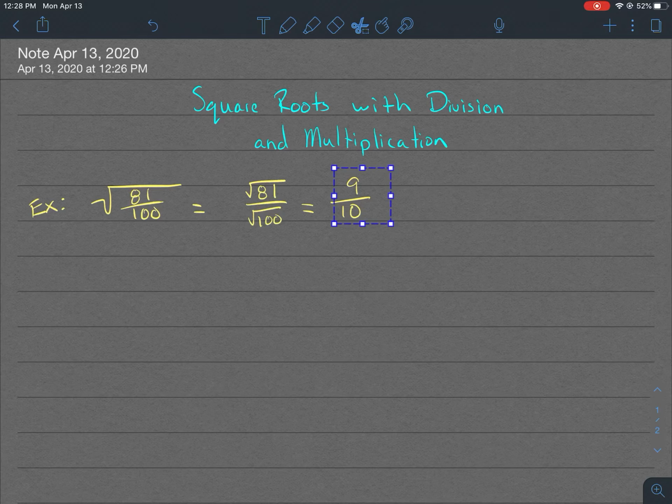Okay, yes, you can throw in an extra step and say that it's the square root of 9 squared over the square root of 10 squared, because 10 squared is 100. And then that actually cancels out with the square root. And that's how you get 9 over 10. So just in case you're confused on where 9 over 10 came from, there's the work to show that. Okay, all right, let's do another example.